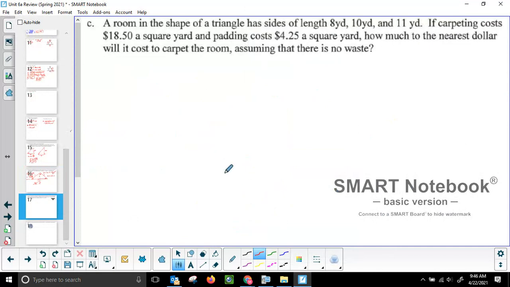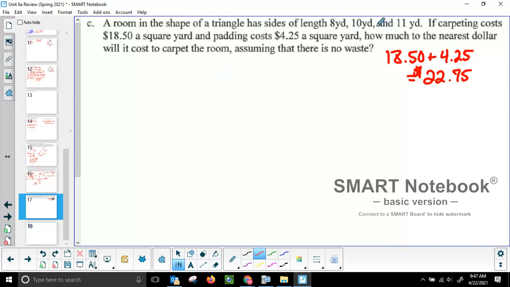Okay, C. A room in the shape of a triangle has sides of lengths 8, 10, and 11 yards. If carpeting costs $18.50 a square yard and padding costs $4.25 a square yard, how much to the nearest dollar will it cost to carpet the room, assuming that there is no waste? So just ahead of time, the carpeting plus the padding is going to be $22.75 per square yard. So that's going to be my cost per square yard. So now I just need to find the area of the room.